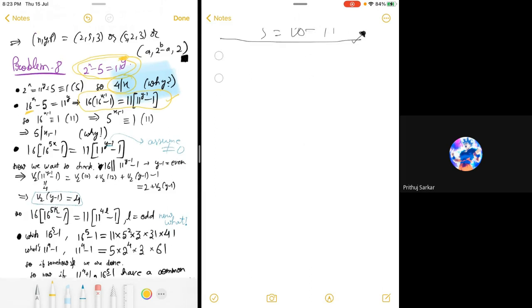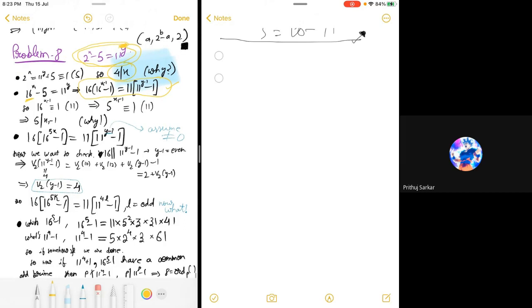Now, we have x1 minus 1 as the main variable here. So we have done mod 5. Now let's do mod 11. What will we get? We will get that 5 to the x1 minus 1 is congruent to 1 modulo 11. That is because 11 divides 16 to the x1 minus 1 minus 1, right? That is direct from here. So 11 divides this. That means that 5 to the x1 minus 1 is congruent to 1 modulo 11.